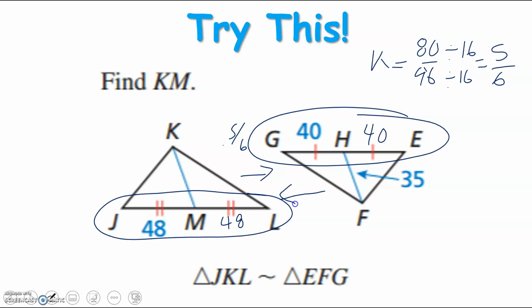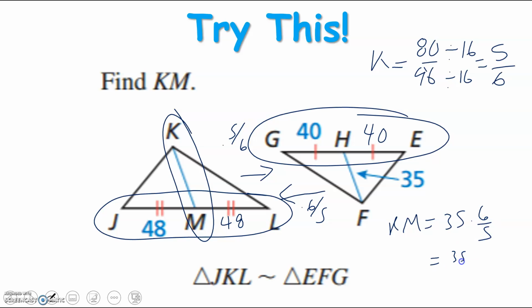So if I want to go from right to left, we're going to multiply by 6/5. So I can see then that KM is 35 times 6/5, which is 35 times 6 over 5, but 35 divided by 5 is 7, and 7 times 6 is 42.